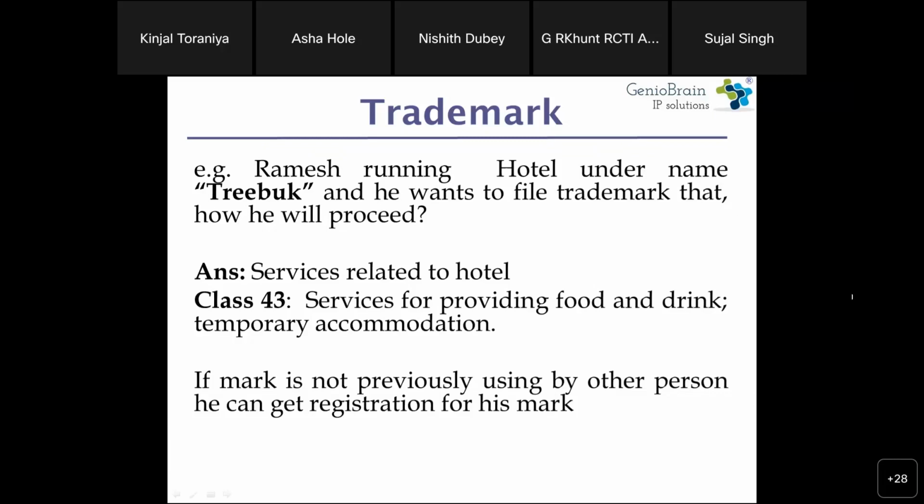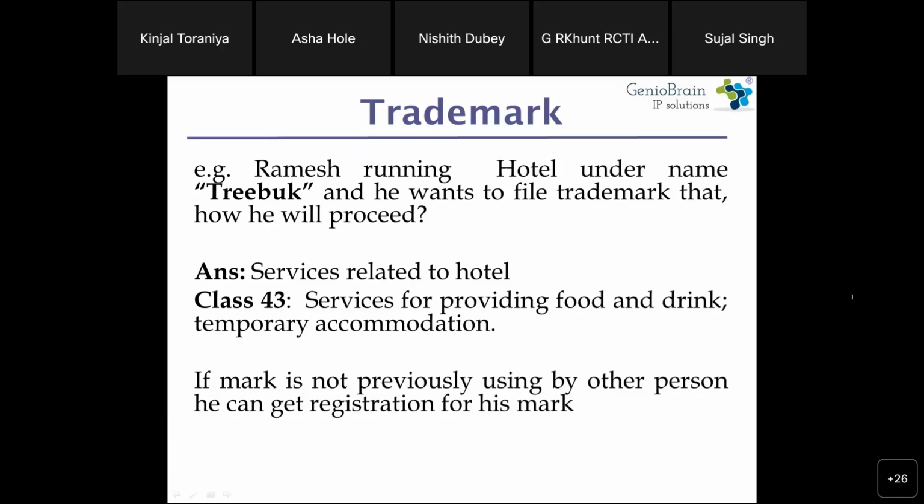Okay. So first of all, if he is already running his hotel, he has given a name, Tree Book. Now he wants to file a trademark. So it's very important to search whether that Tree Book is distinguished or not. Whether previously anybody has been using Tree Book as a name.